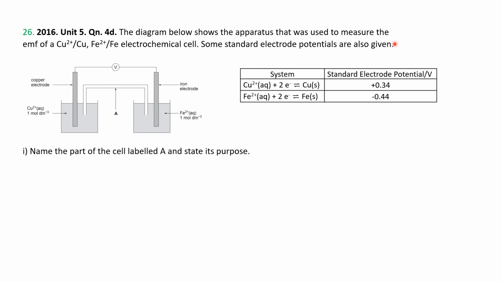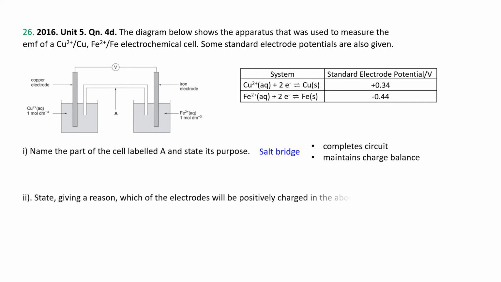Diagram below shows the apparatus used to measure the EMF for the Cu2+/Cu and Fe2+/Fe electrochemical cell. Some standard electrode potentials also given. So first of all, name the part of the cell labeled A. That's the salt bridge. It's there to complete the circuit and also maintains charge balance because as one side loses electrons, in other words losing negatives, some anions come from the salt bridge to make that up, and then the other side is going to gain electrons, becoming more negative, so therefore the cations from the salt bridge go to that side.